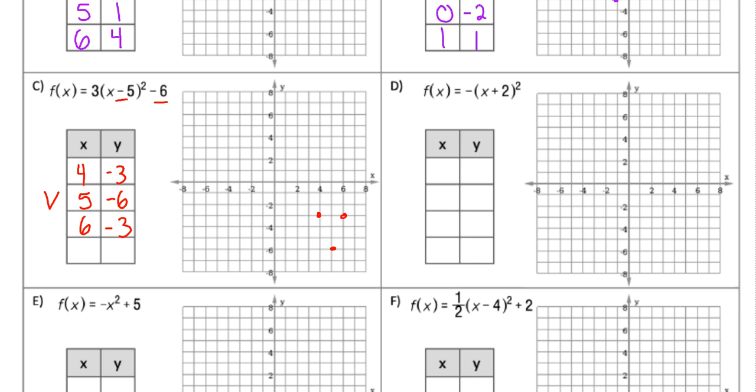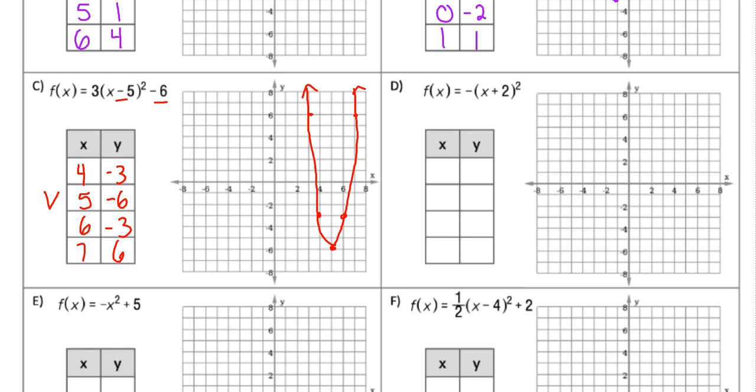Looks like that. And then let's pick one more, maybe like 7. That's going to give me an output of 6. So we are way up here at +6. Again, reflecting that over. I get a skinny parabola that looks something like that.